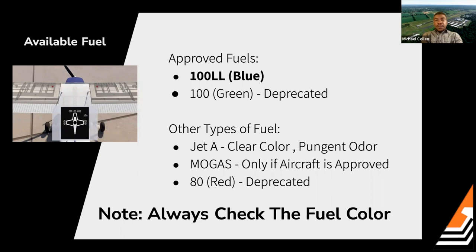There are other types of fuels, and this is not to be confused with fuel that you can use in the Cessna, but there are other types of fuel available in general for aircraft. We have Jet A, which is a clear color, they say a straw color. It's very pungent. It smells like kerosene, you can't miss it. If it gets on your clothes, it's done. Don't even bother putting it in the dryer. It's going to stay there forever.